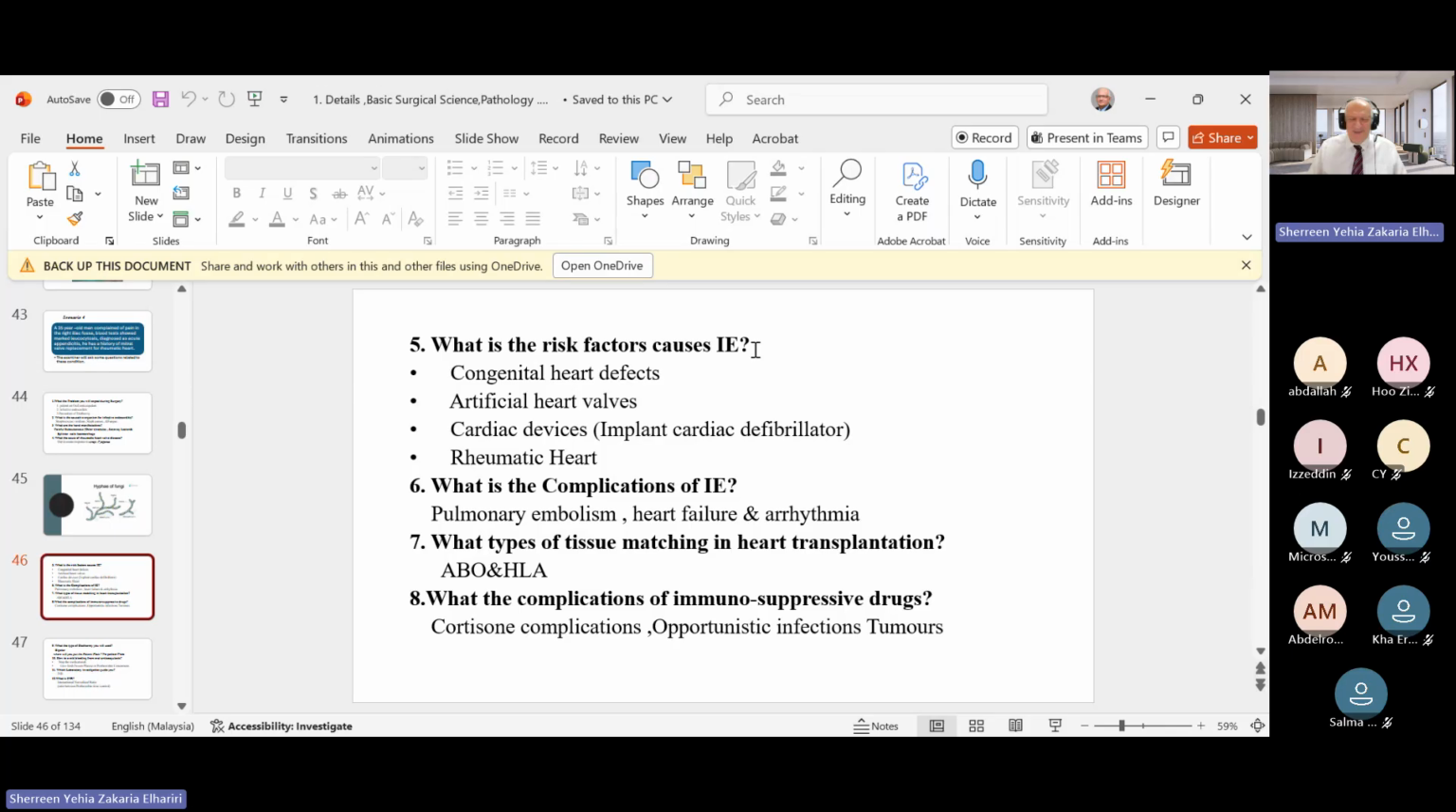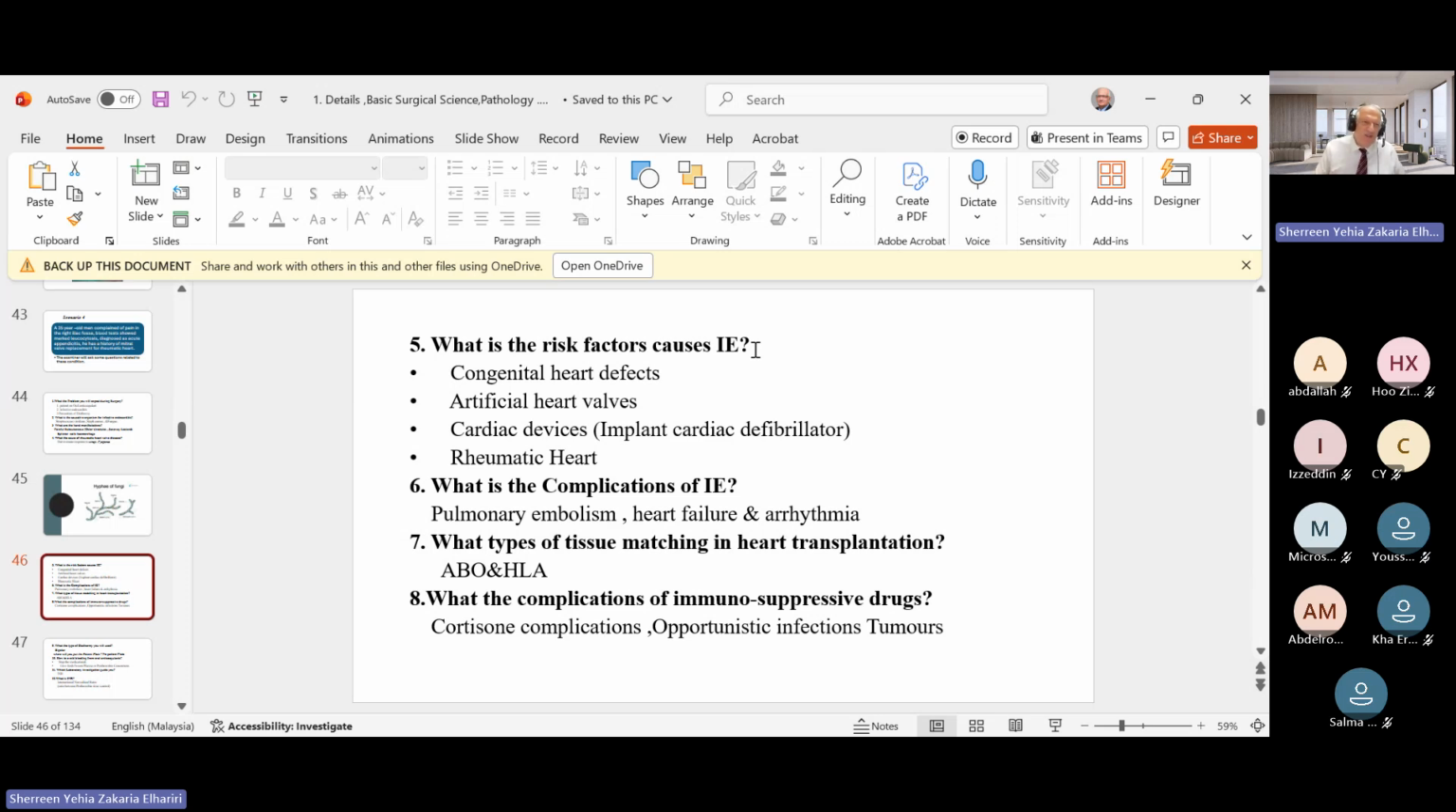Okay, don't worry, no problem. It means that it has anomalies, so it becomes a bicuspid valve. Okay, no problem. Okay, artificial heart valve. What else? Cardiac device, pacemaker, or rheumatic heart. Cardiac device, now we have intracardiac defibrillator or intracardiac device.